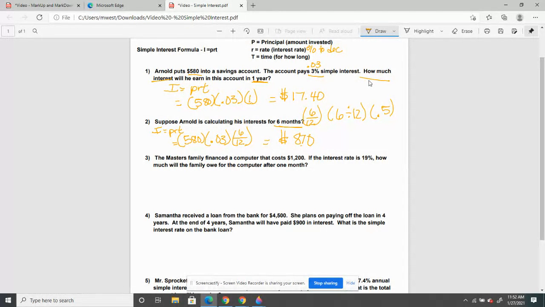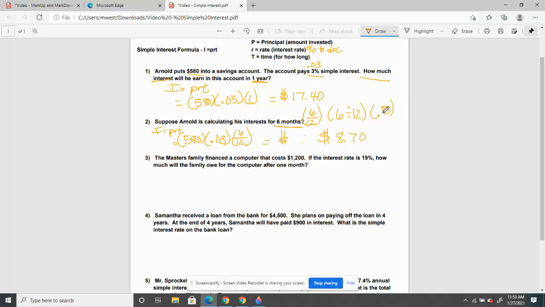And another thing that you can be looking for is reasonability. The interest for 1 year was $17.40, so you know the interest for 6 months has to be less. So that's $8.70. I'm going to rewrite that because, yeah, that looks much better. So just be thinking of reasonability when you do that. Put the dollar sign back there.